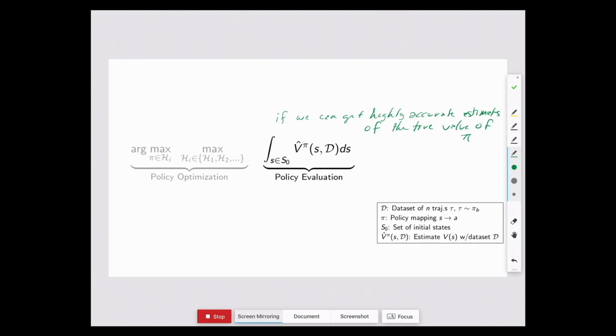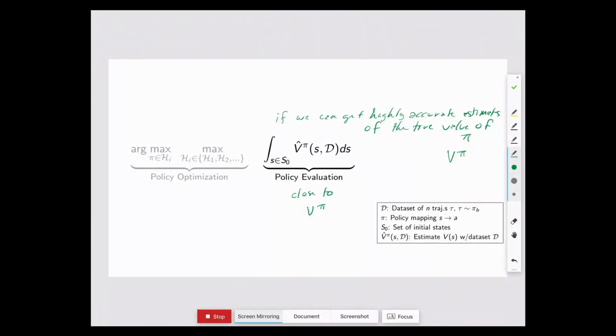And what do I mean by the true value of pi? I mean if we really deploy it in the environment. So if we really deploy this and we get v pi, so if this estimate is close to v pi, then that should be helpful for policy optimization. Because if all of our estimates of the policies were perfect, we had no error, then we could just take a max over all of those and we would be guaranteed to do the right thing.